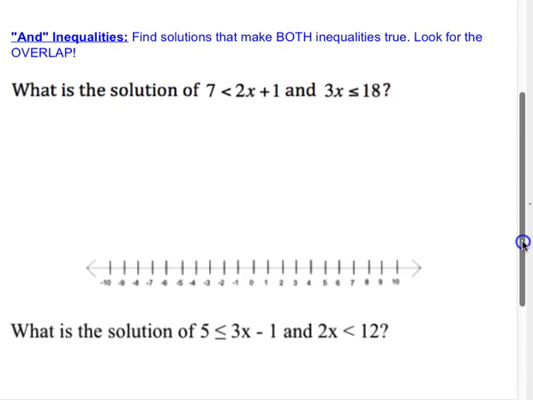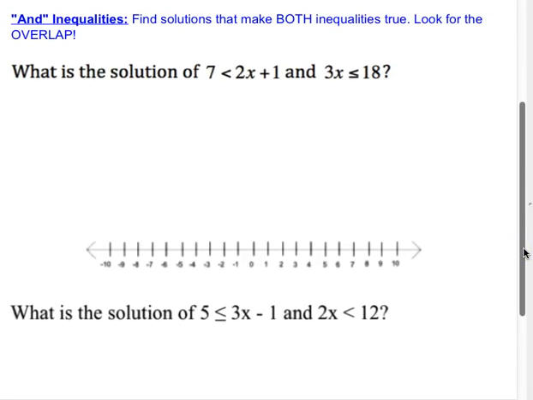So the important thing here, when you're dealing with an and inequality, is you're looking for things that make both true. So for and, you are looking for the overlap. So you're going to want to graph both, but then you're going to want to highlight the overlap because that is really what makes it true. Both have to be true at the same time. Okay? So let's take a look at how that plays out.